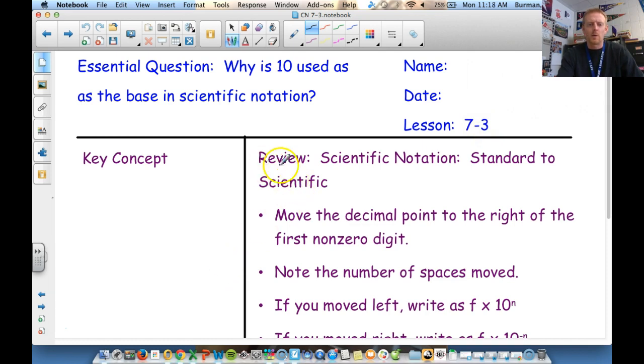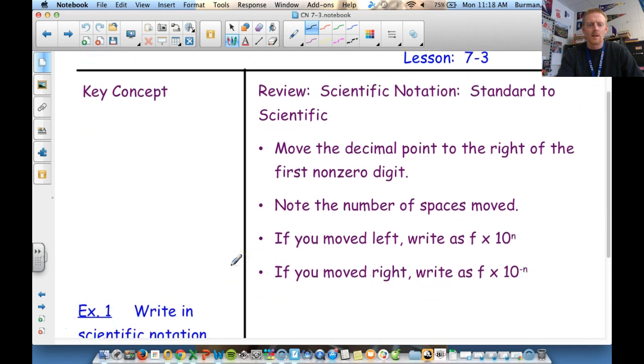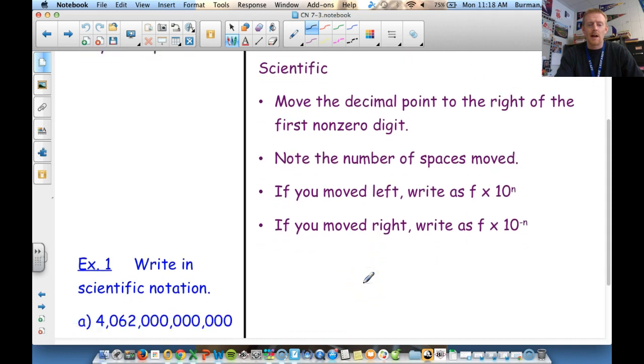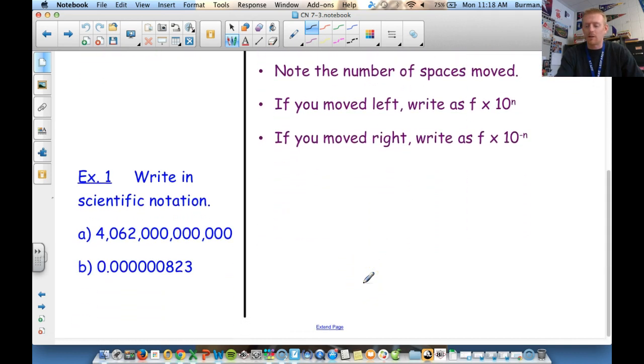So this is just a quick review of what I have written down on the right side of your Cornell notes. Big idea here is that remember that scientific notation is the ability for us to write really, really large or really, really small numbers in a more efficient manner. So these are things that we need to make sure that we understand, and all of them will be discussed here very quickly when we do our examples.